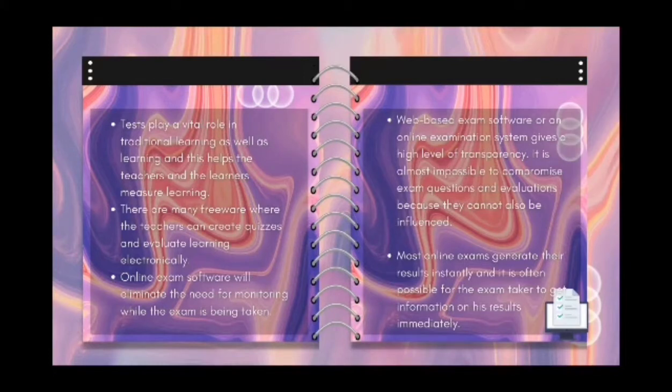So we have here tests play a vital role in traditional learning as well as learning, and this helps the teachers and the learners measure learning. There are many freeware where the teachers can create quizzes and evaluate learning electronically. Exam software will eliminate the need for monitoring while the exam is being taken. Web-based exam software or an online examination system give a high level of transparency.